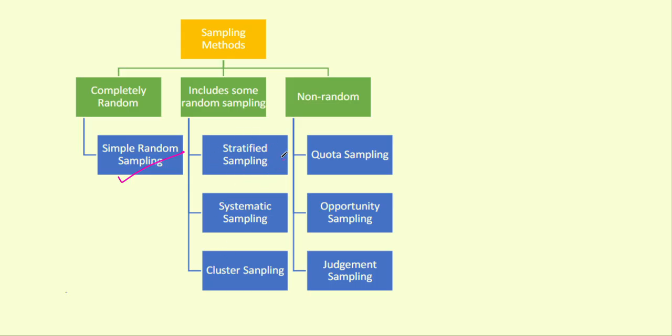Then there's some sampling that involves some random: stratified, systematic and cluster. Stratified, what I'm going to do is a whole different section. And then there's the non-random, so the quota, the opportunity and the judgment sampling. Okay, so we're going to go through those.